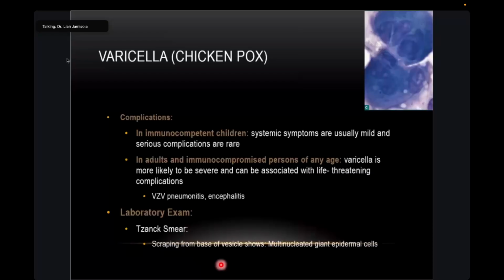So the laboratory exam that we do in dermatology is we can do Tzanck smear. So we scrape from the base of the vesicle and it will show multinucleated giant epidermal cells. Okay, so those are your multinucleated giant cells. That's called Tzanck smear.